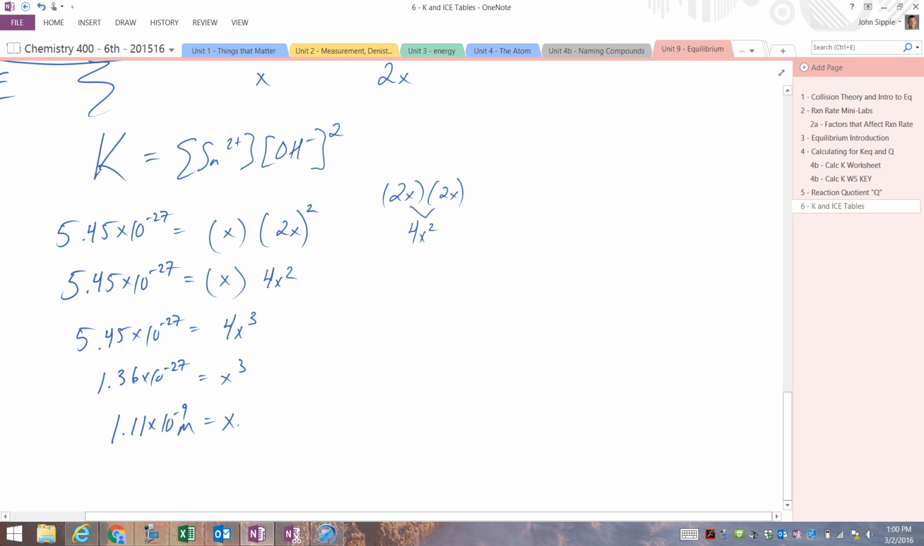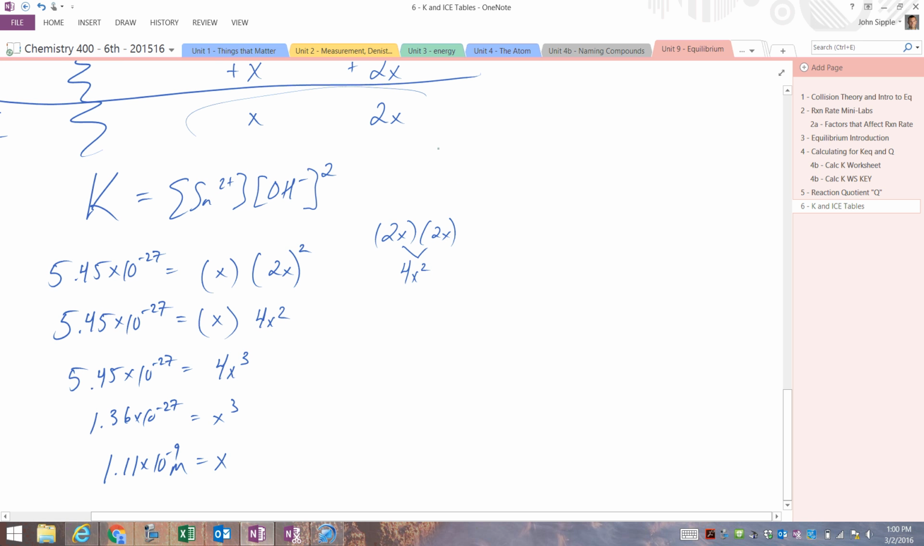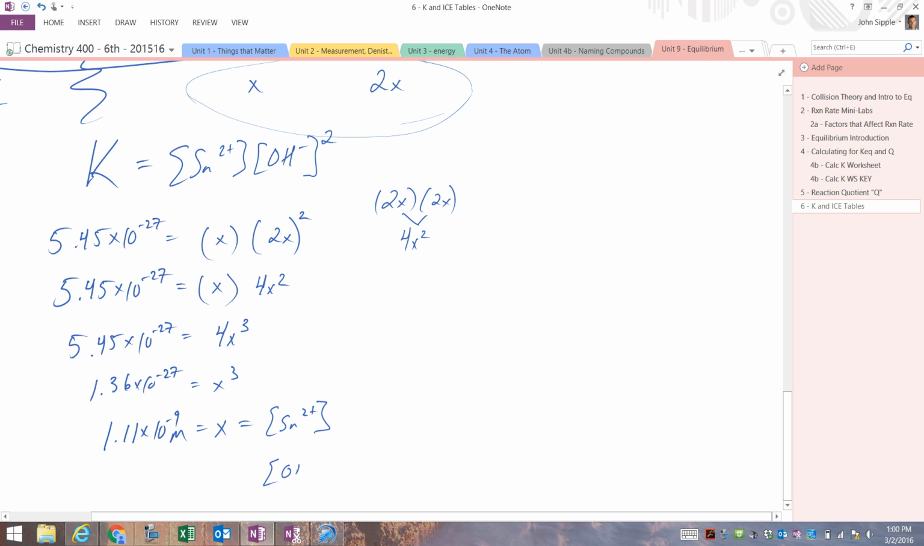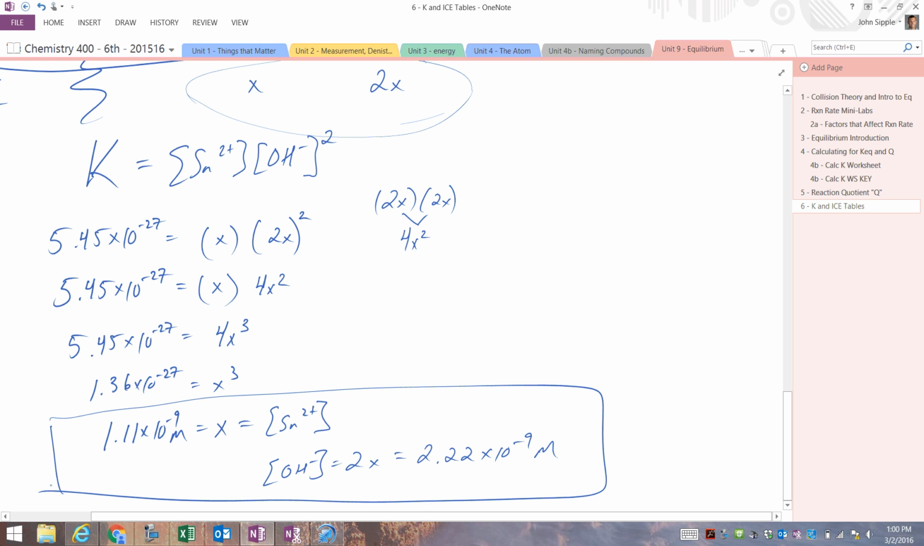So x, we have to go back up here, right? X is equal to the concentration of tin 2 plus, but the concentration of hydroxide is equal to 2x, right? So we have to multiply that by 2 to get 2.22 times 10 to the minus 9. So there's our answer. That's it.